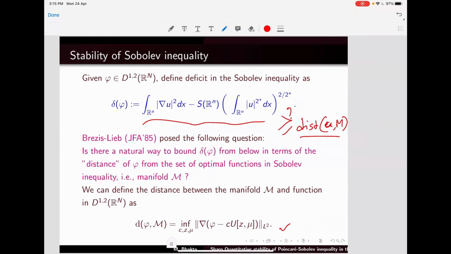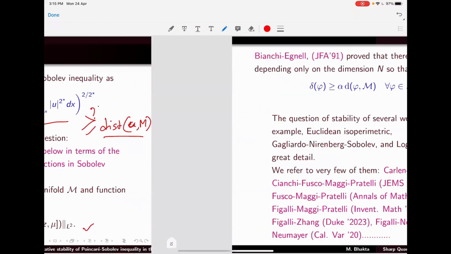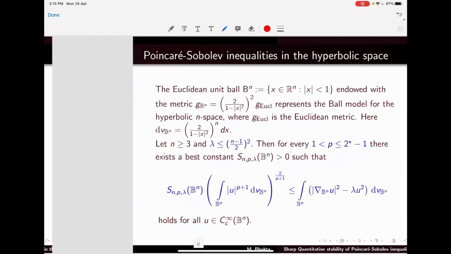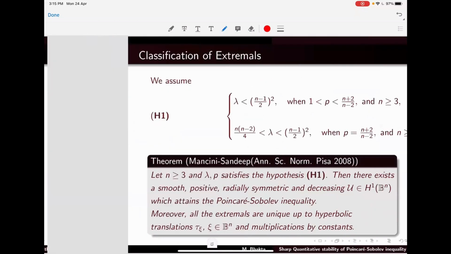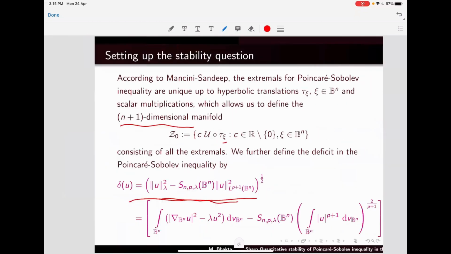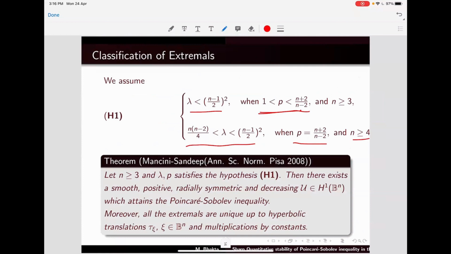So here you have invariance only under the hyperbolic translation, and that's why, when you are talking about this extremal, it is unique up to the hyperbolic translation. So if U is the unique solution, then U composed with tau psi, which is a translation, is also one. Tau psi is an isometry of the ball. You can now ask what the isometry group of the ball is, if you are not aware.